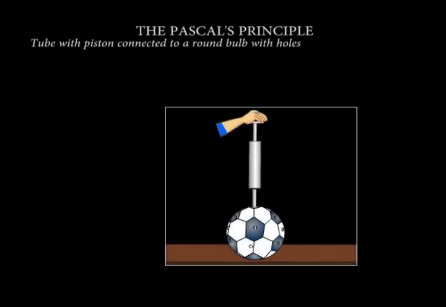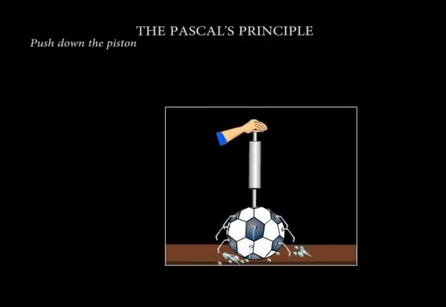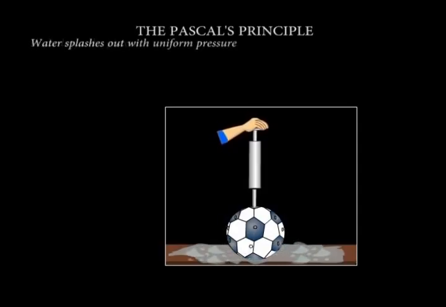Transmission of pressure in liquids. Now here I have a tube with a piston at one end and a round bulb at the other. You notice the holes are made on the bulb in all directions. We fill the tube with water, push the piston, and observe how water spurts out. Any difference? No. You will observe that water comes out of the holes with equal pressure.